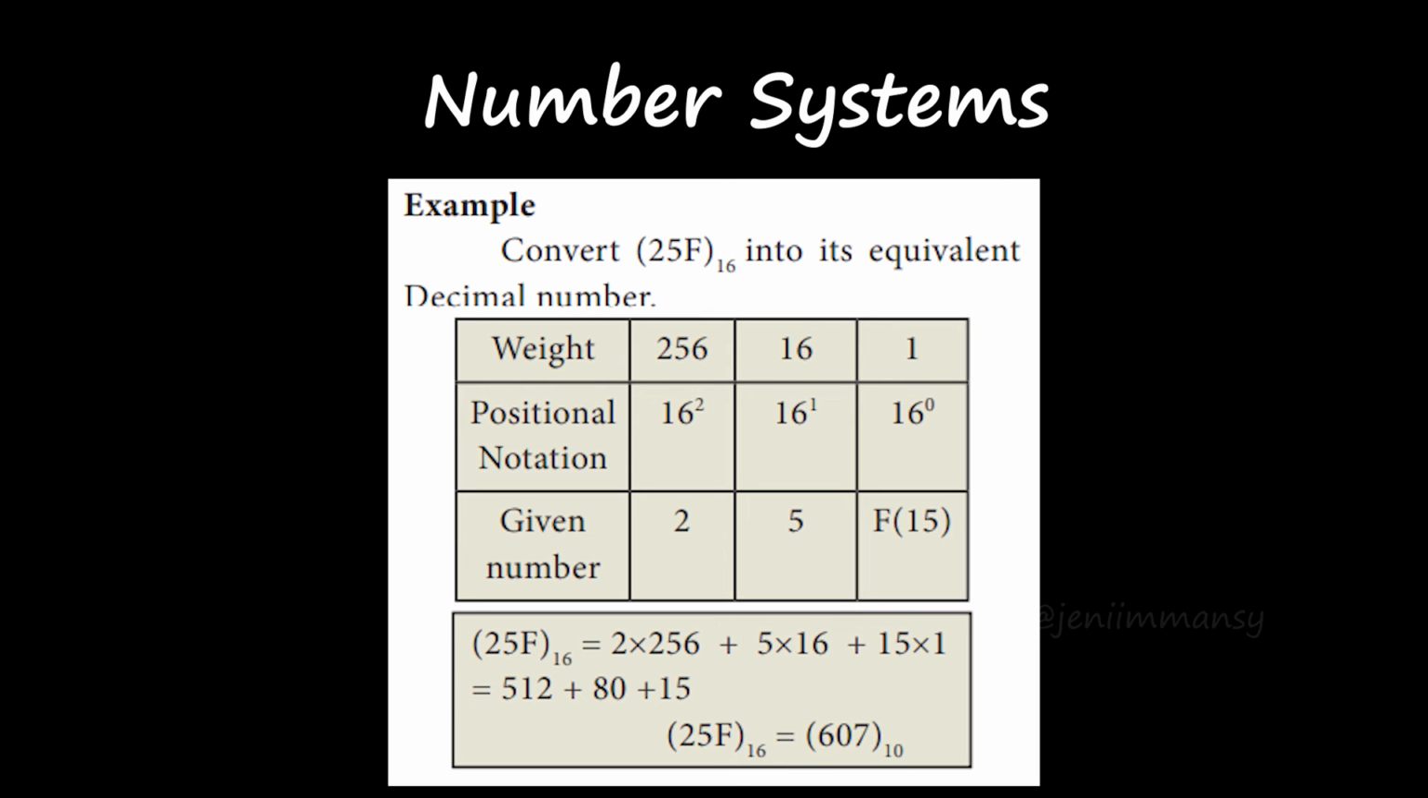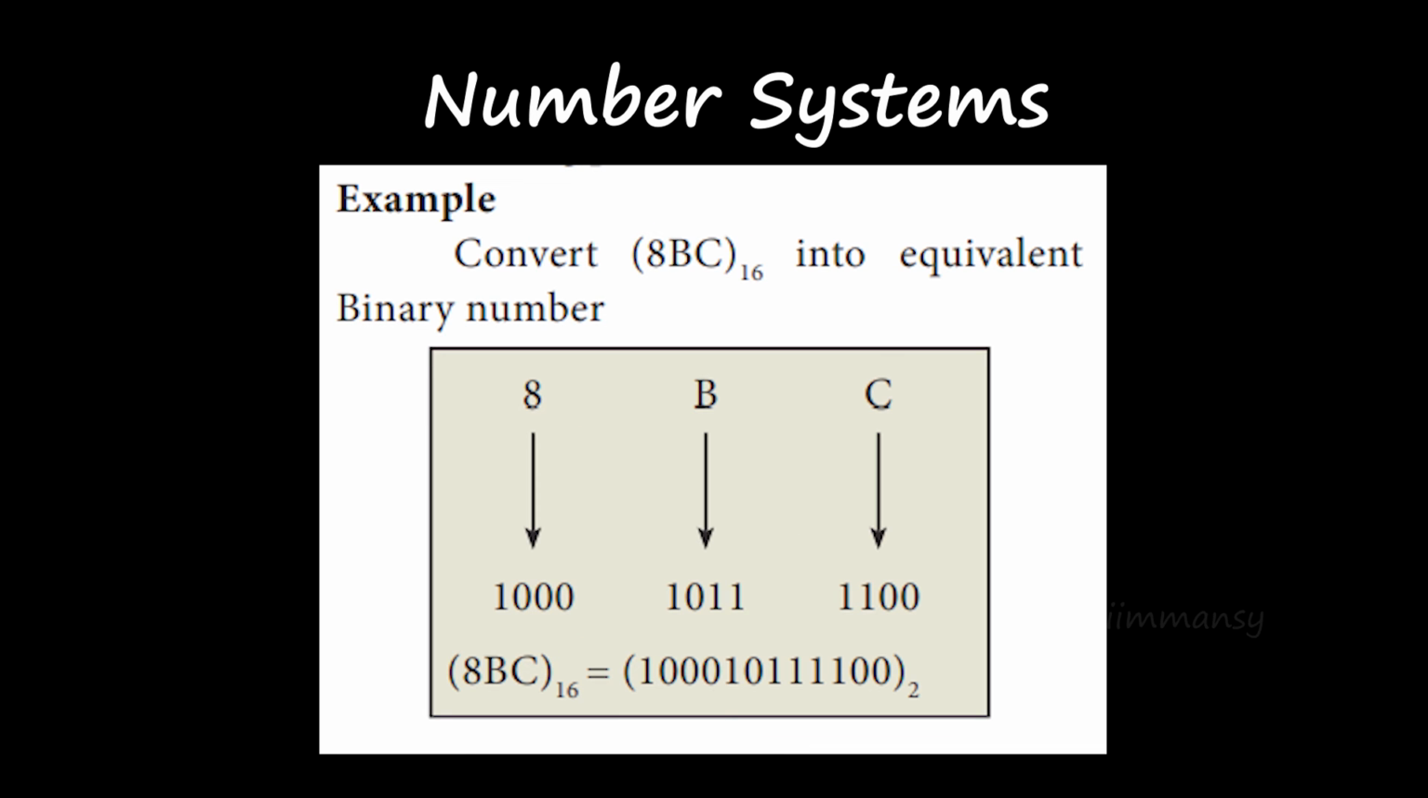That also works the same way. You will split the values and you will multiply each with 16 to the power of its position. That is 16 power 0, 16 power 1, 16 power 2, and at last you will multiply those values and add all the values and you will get the decimal equivalent. Hexadecimal to binary also works as we saw for octal to binary.